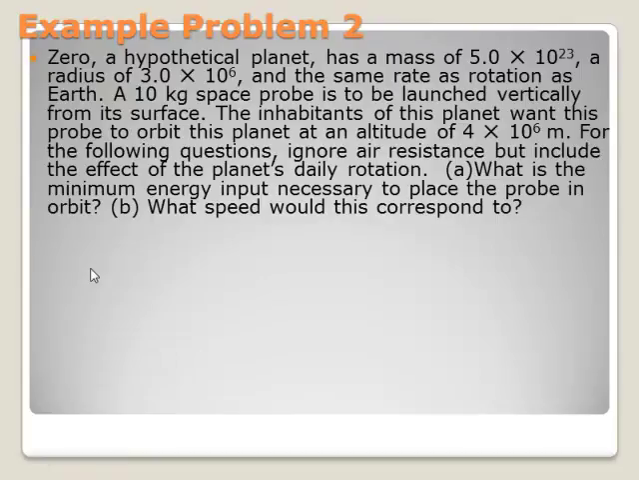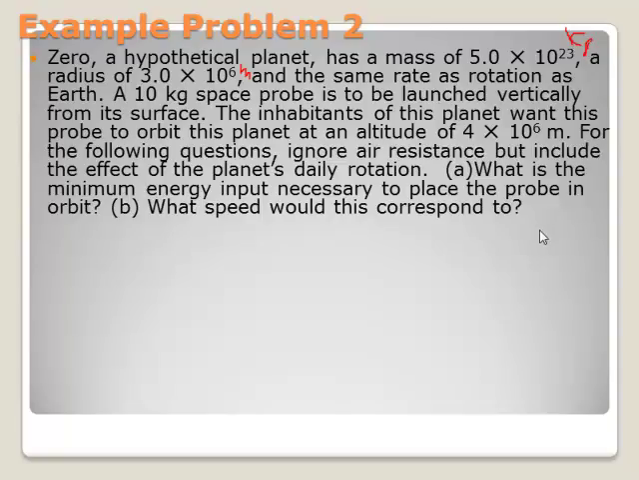Let's do another example problem. We have a hypothetical planet called Zero. It has a mass of 5 times 10 to the 23rd. Oh, and that should be kilograms. And then the radius, that should be meters. Sorry, I forgot to write that in. Meters and kilograms. And it has the same rate of rotation as Earth.